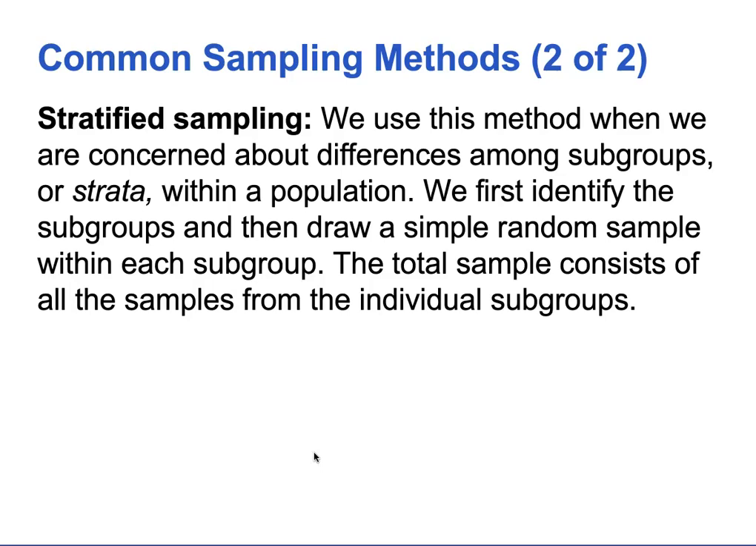Stratified sampling. We use this method when we are concerned about differences among subgroups or strata within a population. We first identify the subgroups and then draw a simple random sample within each subgroup. The total sample consists of all the samples from the individual subgroups. This would be an example of if you were going to survey the Mitchell population. You would look at freshmen, sophomores, juniors, and seniors, and you would want to take groups from each one of them so you know that you have samples throughout the individual population.